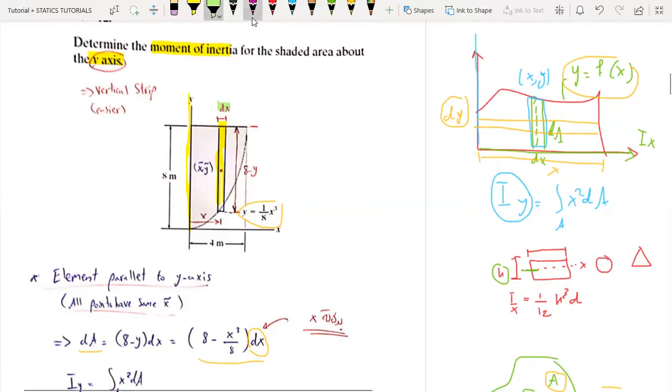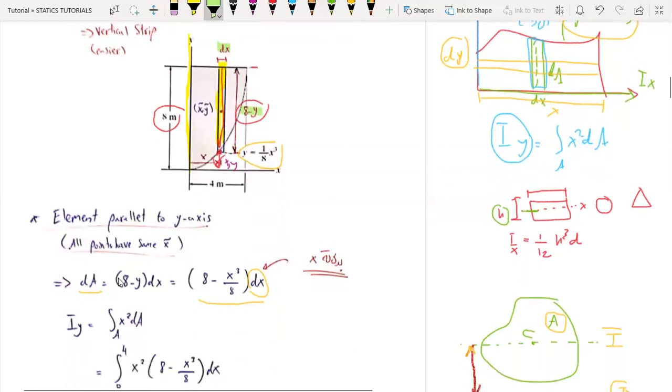Not y, because here at this point on the curve, it will be (x, y). So this small vertical distance is y, and the remaining distance will be the total height, which is 8, minus this distance, which is y. So 8 minus y. So dA will be (8 minus y) multiplied by dx.